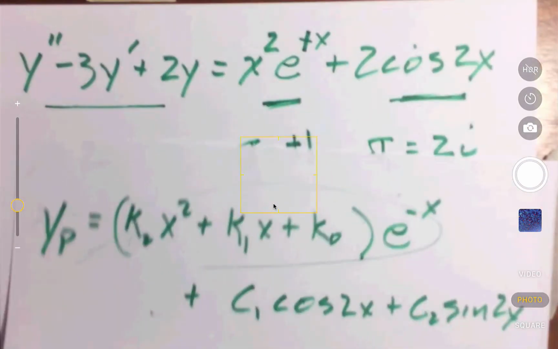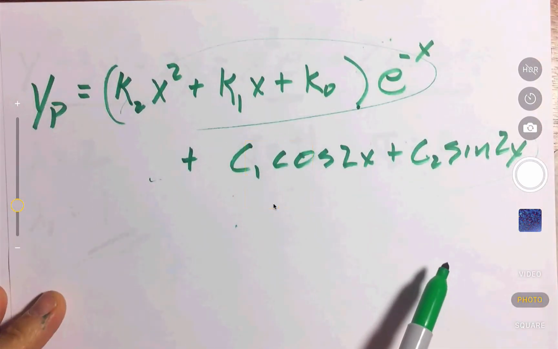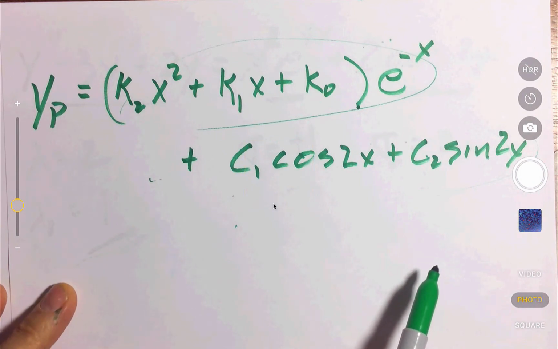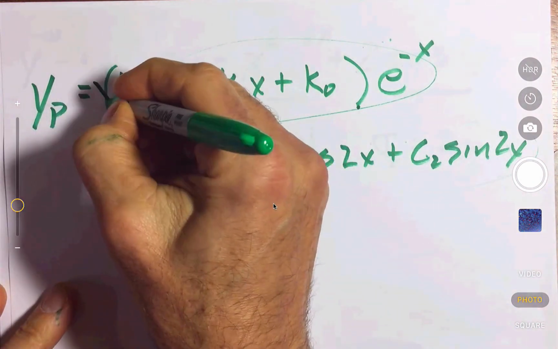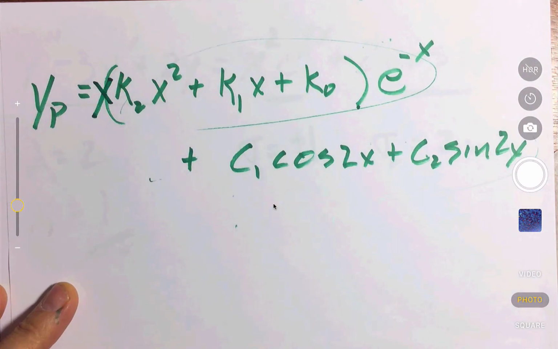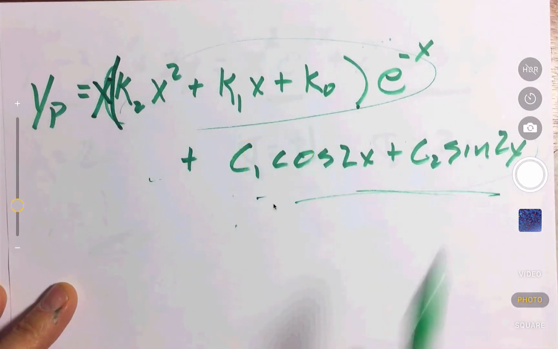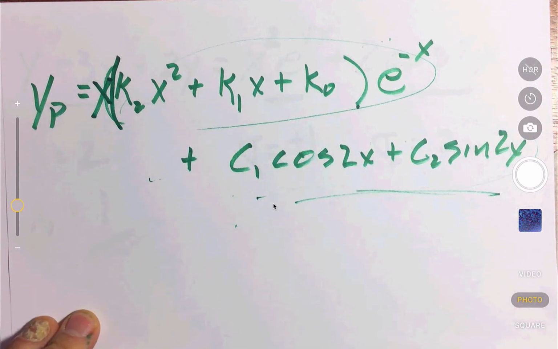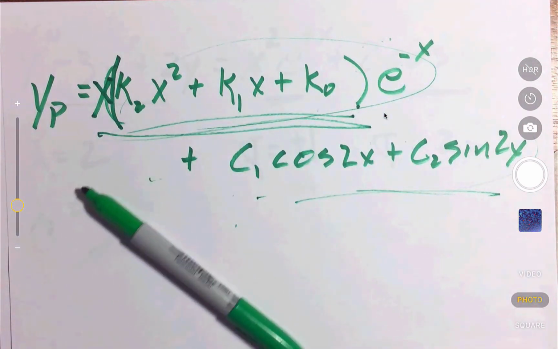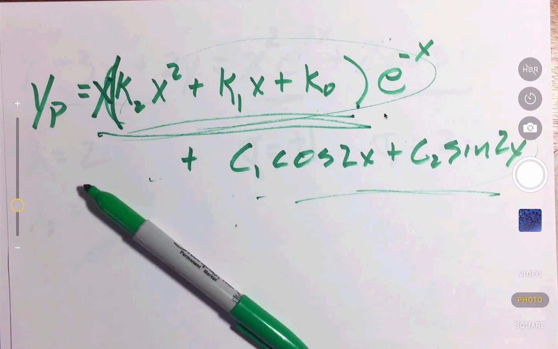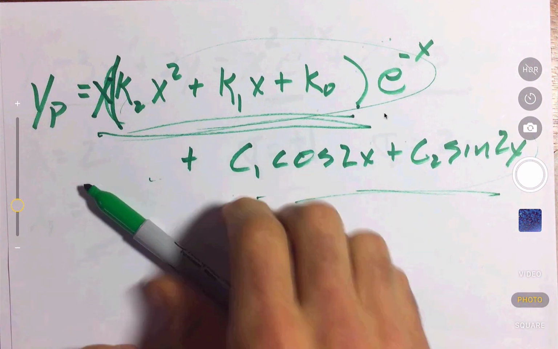So I have to modify that portion of the particular solution by multiplying by an x. So I'm going to multiply by x here. The cosine and sine part will stay the same, times e to the positive x. We're going to need it like that, right?